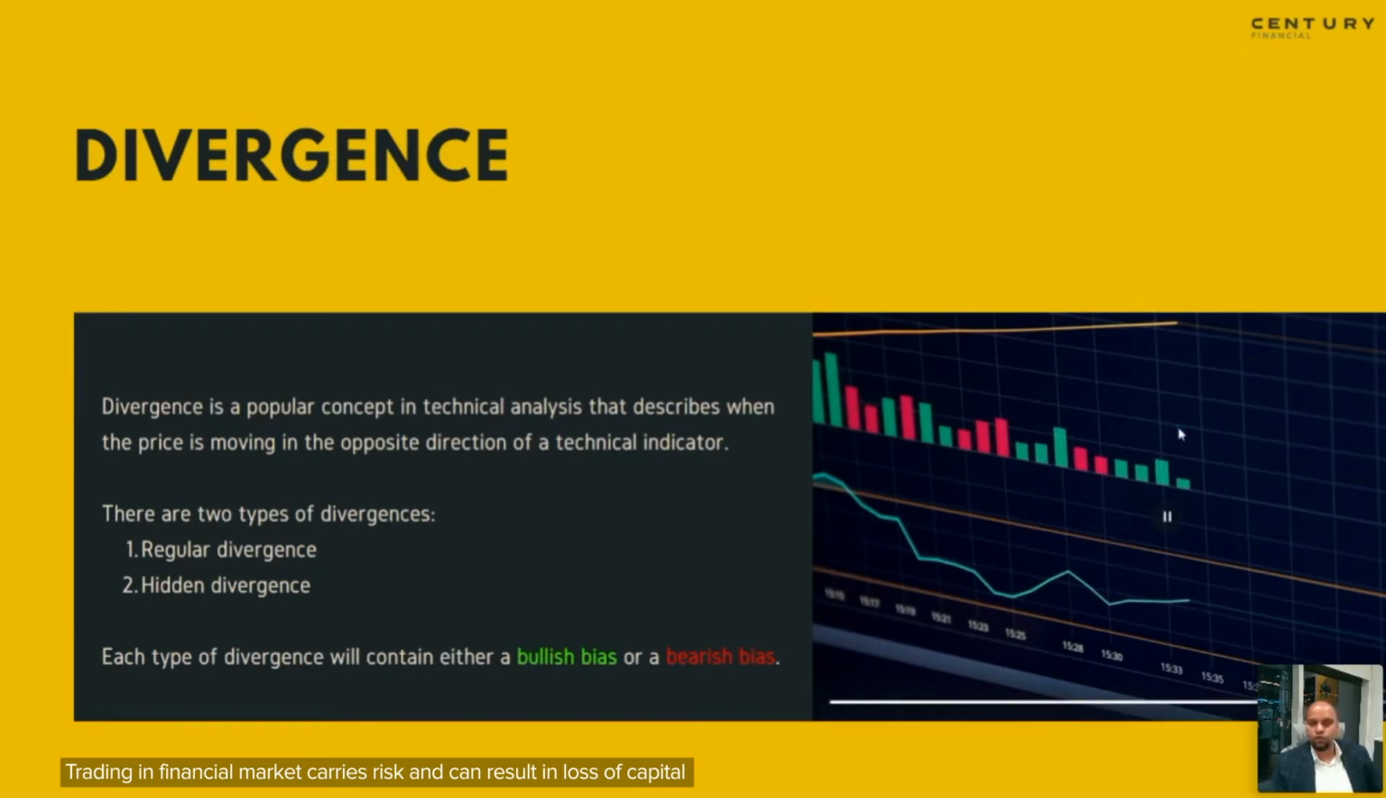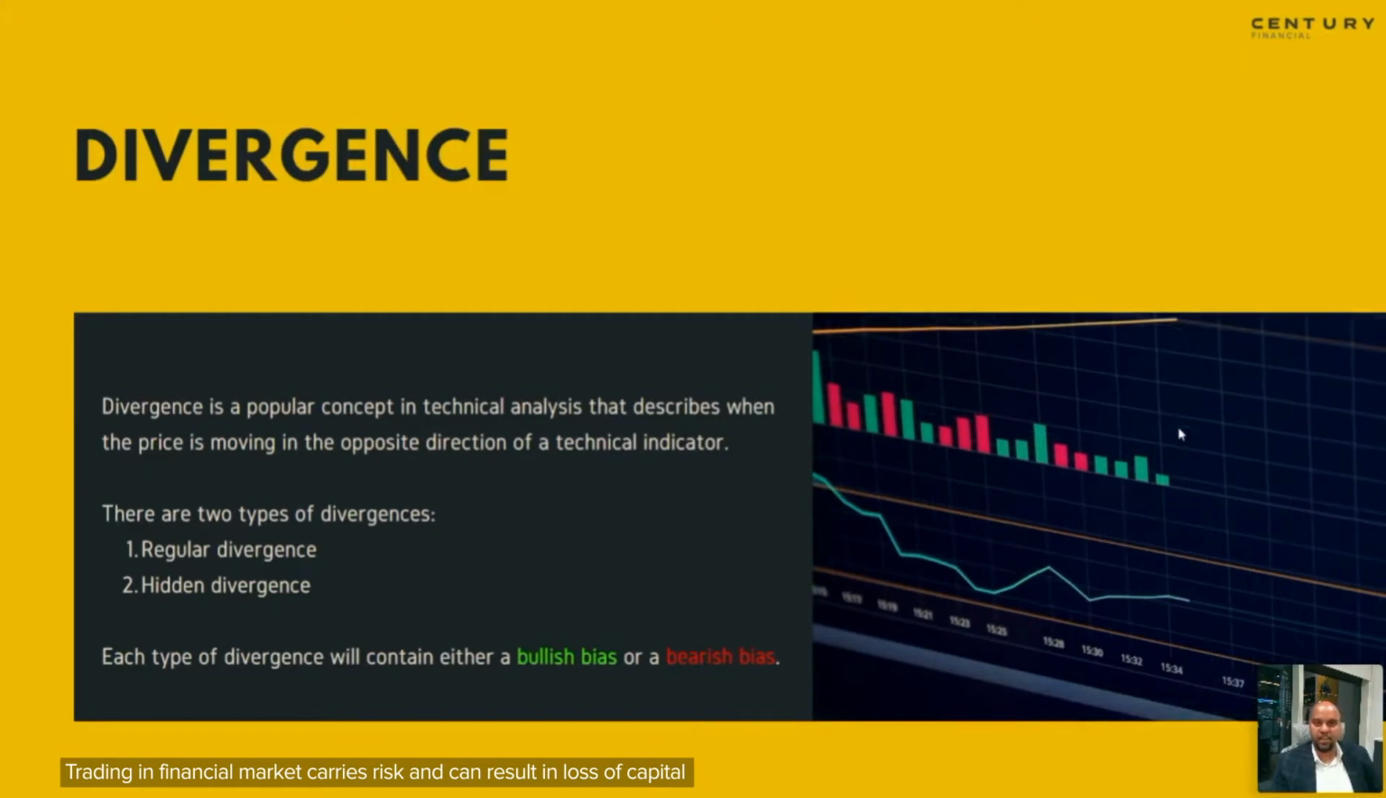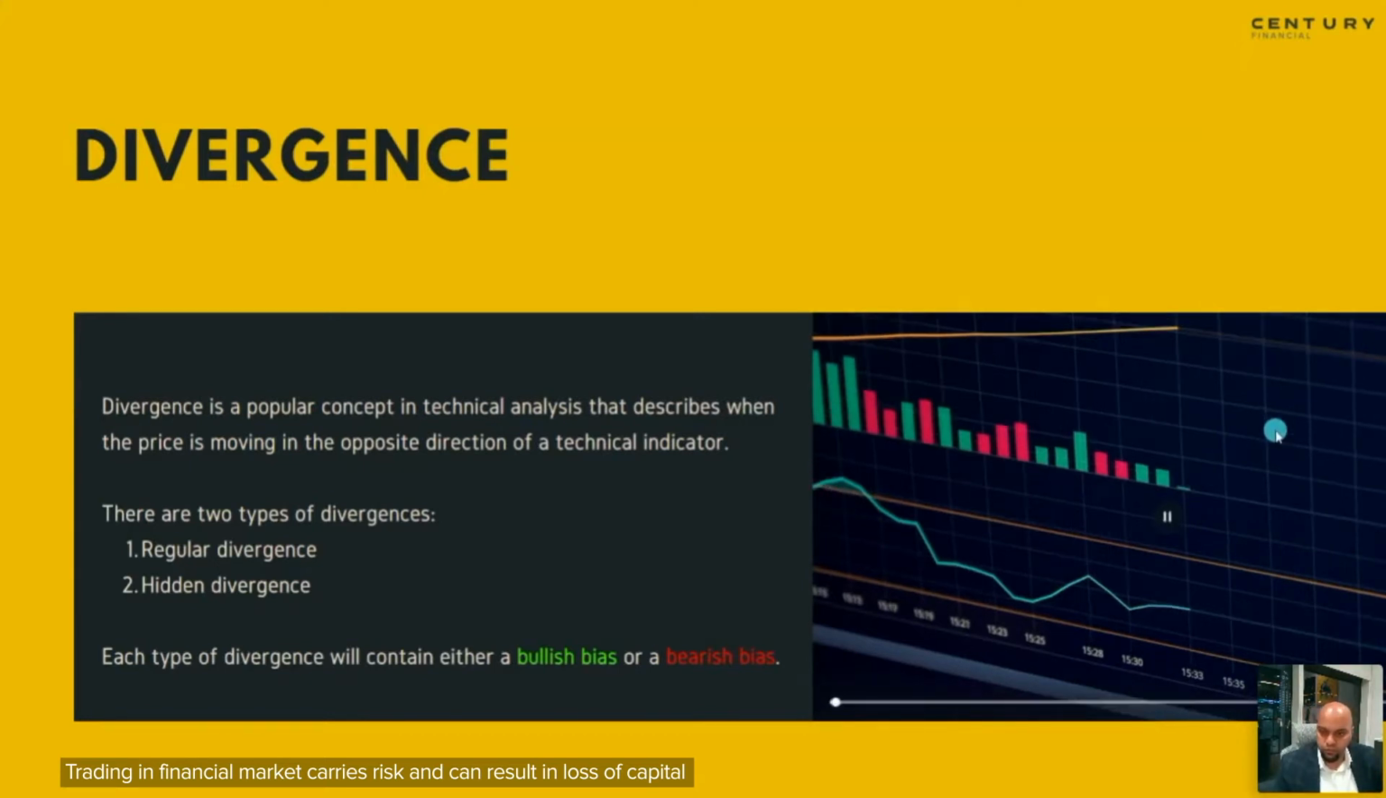There is something known as divergence that occurs between the RSI and the actual price movement in the market. These divergences help you understand the strength in the market, and also help you understand if a reversal is going to take place. Let's look at a couple of examples on this. There are two types of divergence. One is the regular divergence, and the other one is the hidden divergence, and both of them have two biases. One is the bullish bias, that means we are expecting the markets to go up. The other is the bearish bias, where we expect the market to come back down. Now let's move forward.